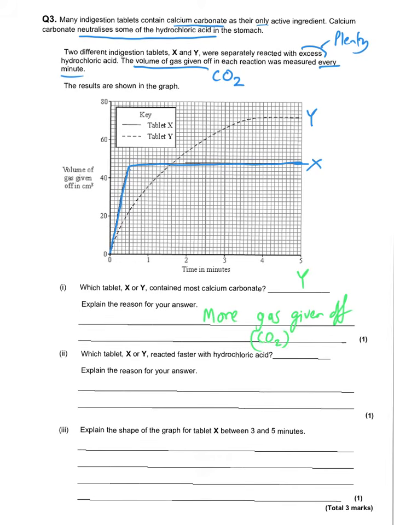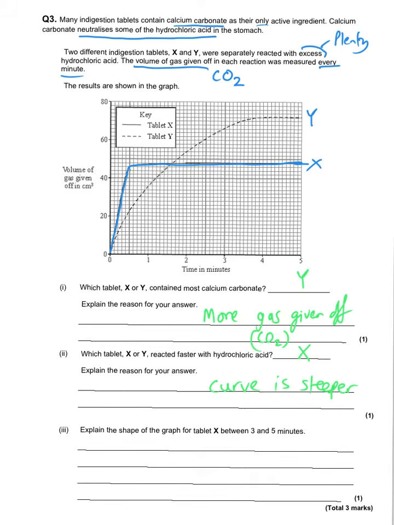And then for the second part of the question, which tablet, X or Y, reacted faster with the hydrochloric acid? Now this time, this is going to be X. And the reason is that the curve, or the slope, or the gradient, whatever word you want to say, is steeper. And so remember, the steeper the line, the faster the reaction. The higher the line, the more product you made, which must mean the more reactant that we had.